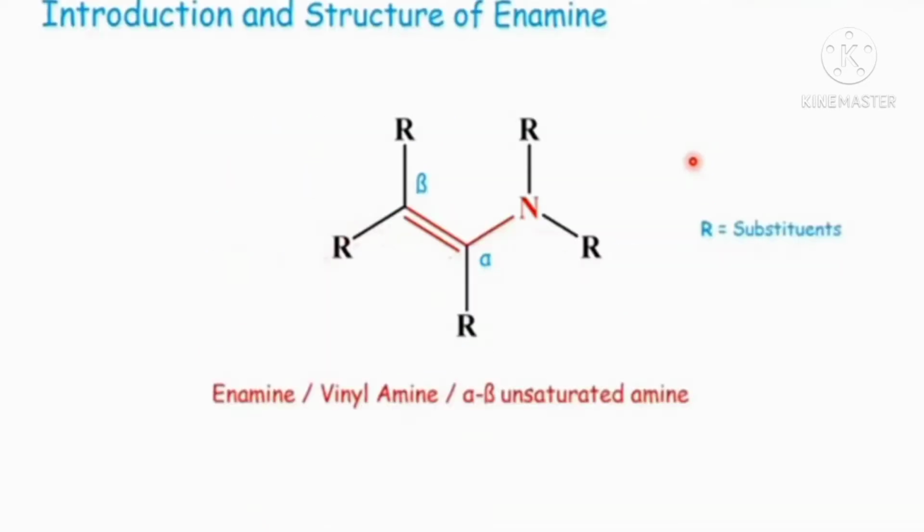Let us see one by one. First, the introduction and structure of enamine. Here the structure of enamine. This is alpha beta unsaturated amine, or this is also called as vinylamine. Here the R is a substituent. There are different types of substituents.